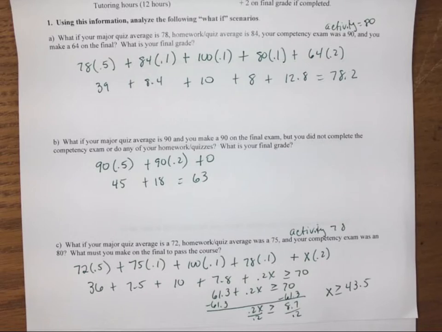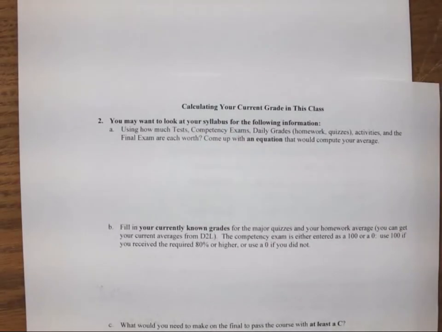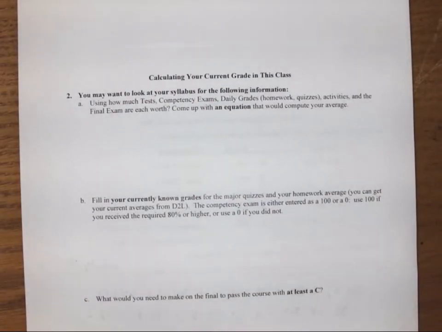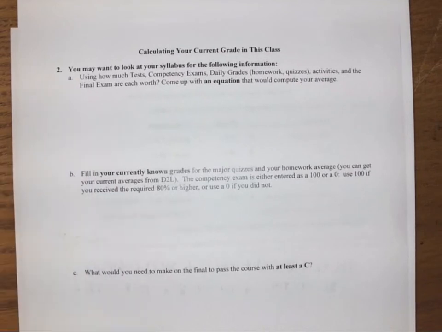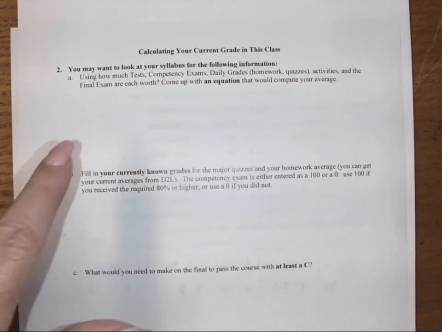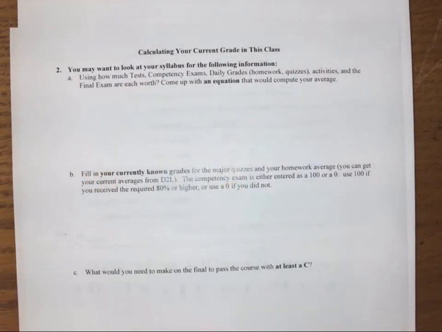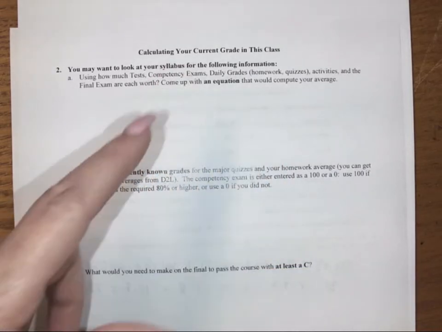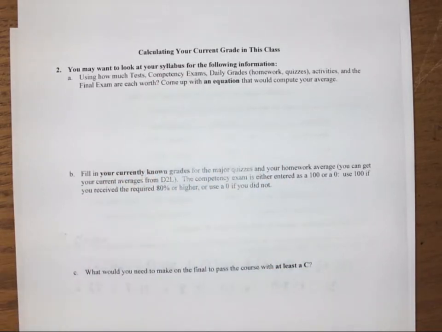So the next step that we're looking at is coming up on the back. We need to come up with an equation in order to do the rest of the problem. So using how much the tests, comp exam, daily grades, homework, quizzes, activities, and the final exam are each worth, come up with an equation that would compute your average. Now it says you might want to look at your syllabus, but it's the same thing on the front of the project page we just did.